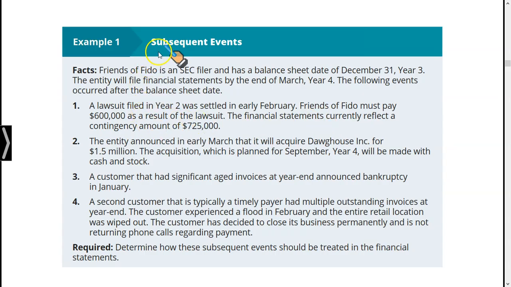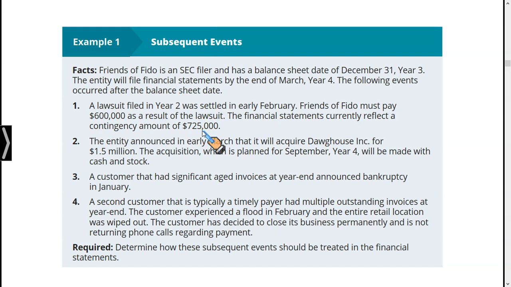Here we have some examples of subsequent events. Friends of Fido is an SEC filer and has a balance sheet date of December 31st, year 3. The entity will file financial statements by the end of March, year 4. The following events occurred after the balance sheet date. A lawsuit filed in year 2 was settled in early February. Friends of Fido must pay $600,000 as a result of the lawsuit. The financial statements currently reflect a contingency amount of $725,000.